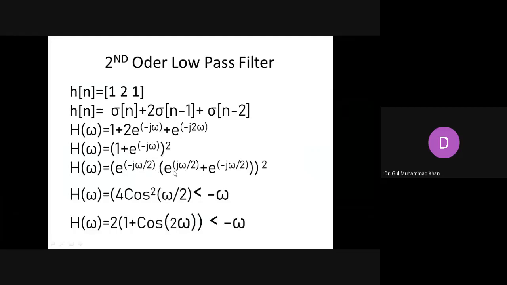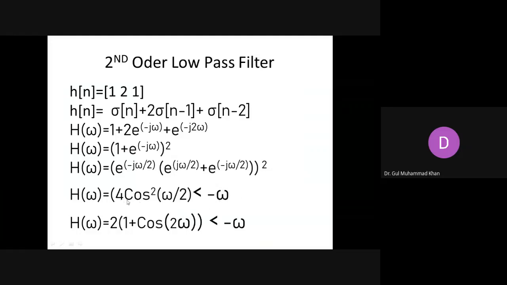Now we have e raised to the power j theta plus e raised to the power minus j theta, which is equal to 2 cos theta. After squaring 2 cos theta, it becomes 4 cos squared theta, where theta in this case is omega by 2. And if you have e raised to the power j theta and it's squared, the power is multiplied, so the 2 is gone and you have e raised to the power minus j omega, which is equivalent to an angle of minus omega.